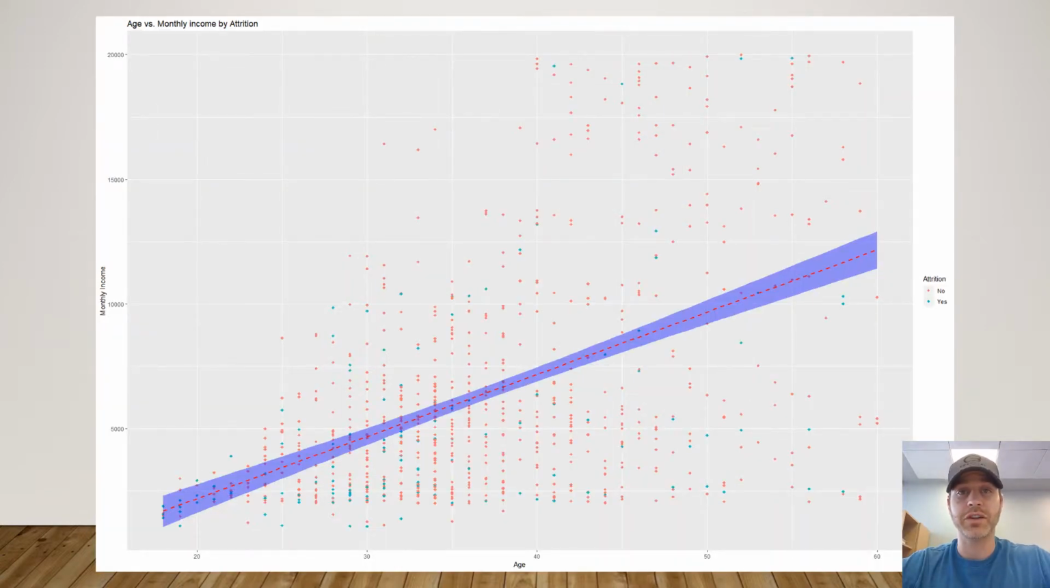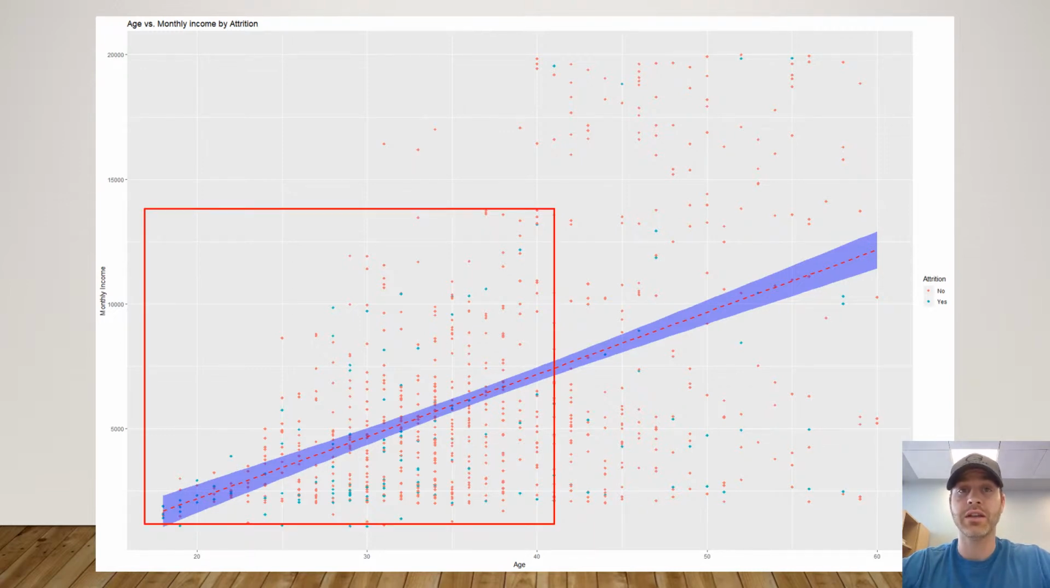Here I've developed a scatter plot showing age versus monthly income colored by attrition. And you can see that clustering in the lower left showing lower income employees and younger people overall will have a more likelihood of showing attrition.